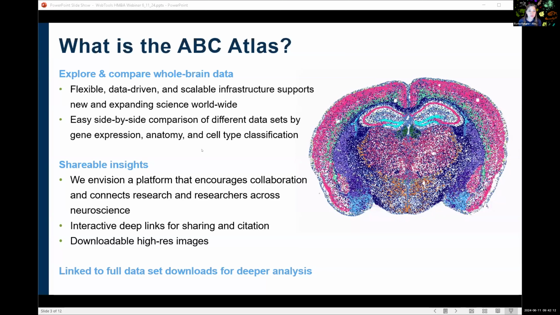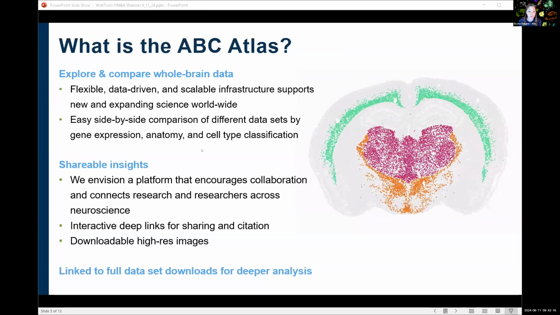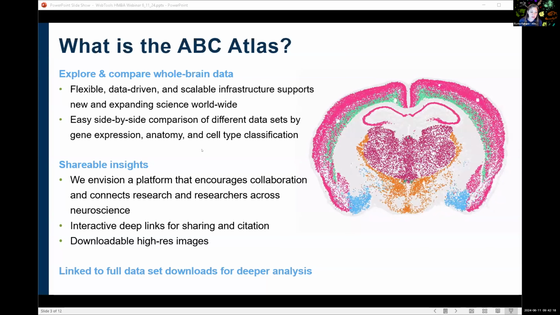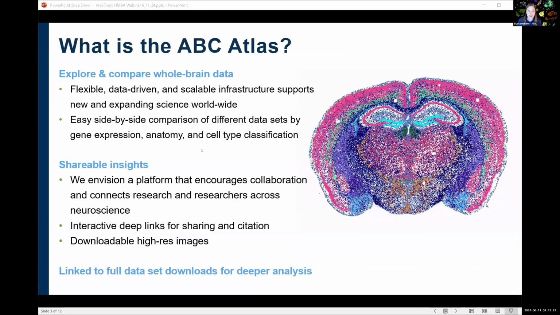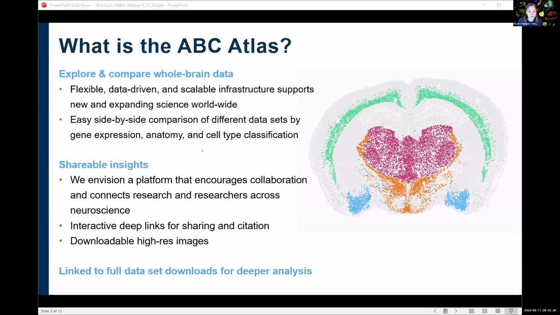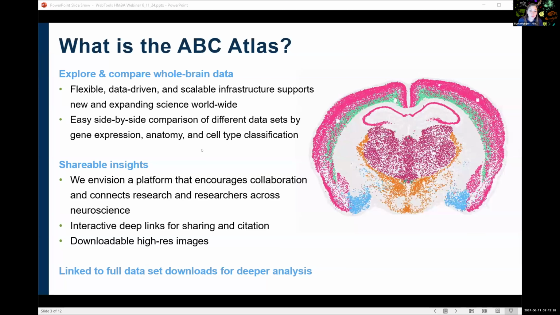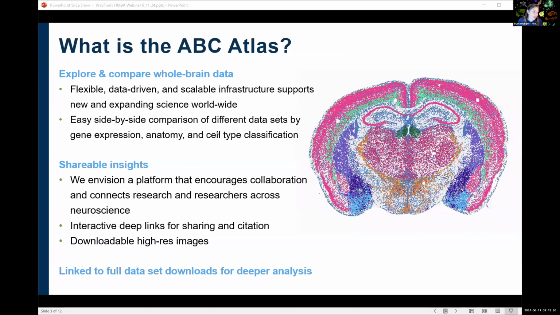There's lots of tools out there that are designed to showcase one specific data set or one specific set of research. For our purposes, because we are producing so much data across species and for so many different projects, we wanted one place that we could bring it all together.